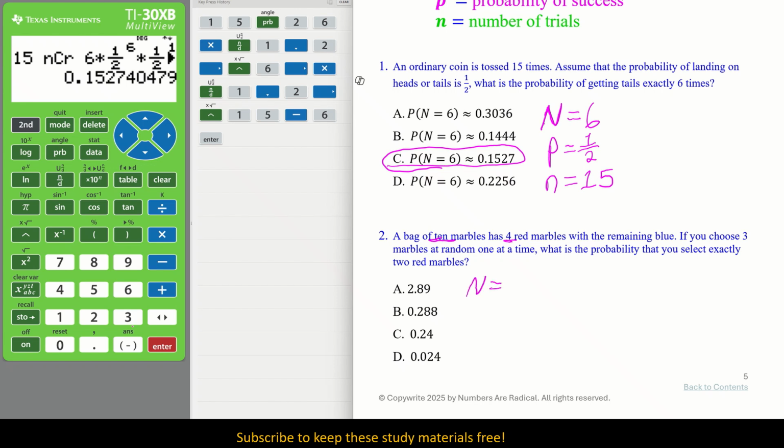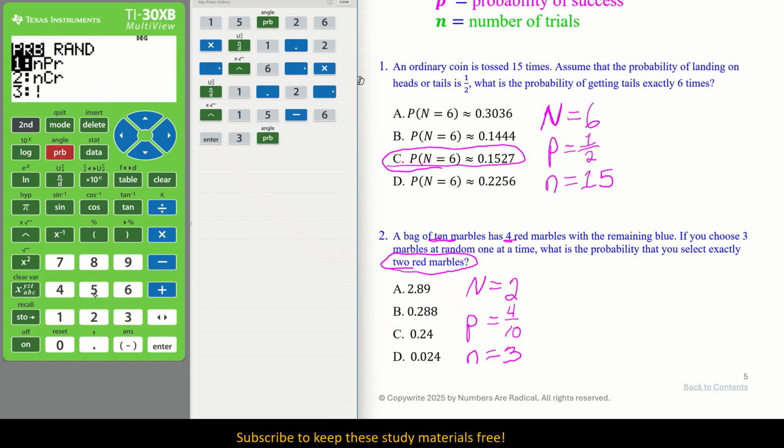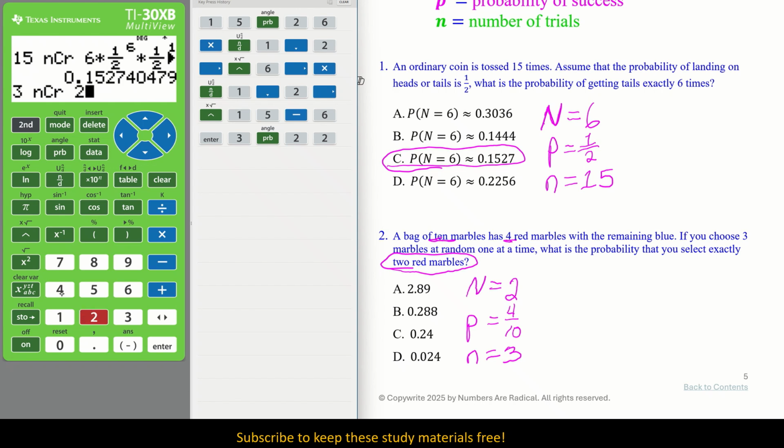Let's see. It asks us for how many times for 2 red. So that's 2. Capital N is 2. Now what about our probabilities? Well, that would be 4 out of the 10. Okay. And number of trials, that's 3. Okay, so let's put that in the calculator. We have 3 prob. We want number 2 because that's our combinations. And then we want to test 2 out of 3.